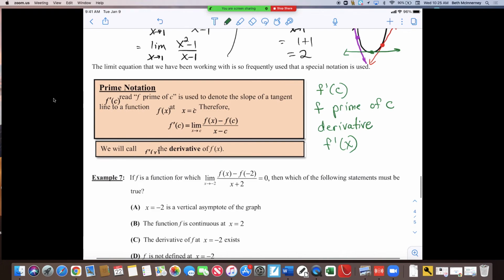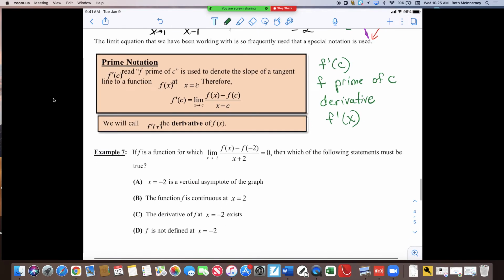All right, last example. If f is a function for which the limit as x approaches negative 2 of f of x minus f of negative 2 over x plus 2 equals 0, then which of the following statements must be true? So this is a multiple choice question. If you noticed in most of our notes, I was giving you multiple choice. In homework, I give you multiple choice. So let's look at this and unpack it.